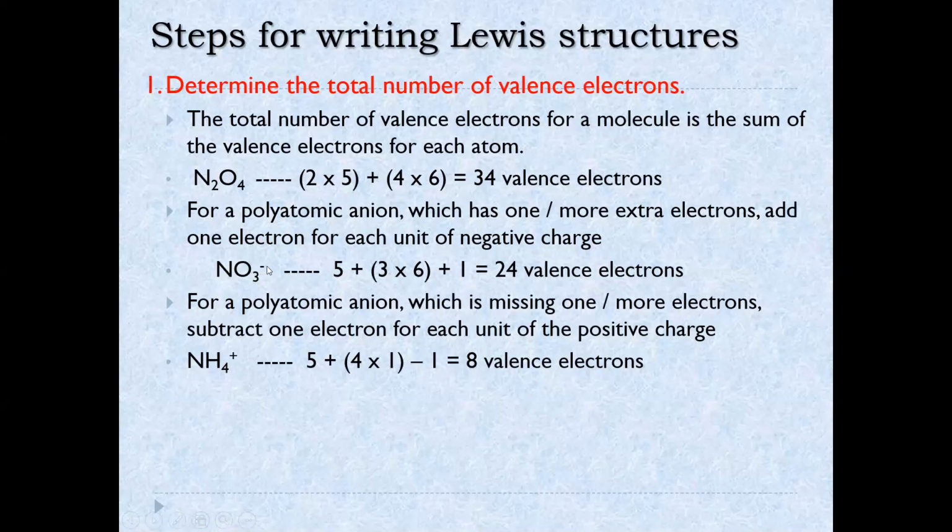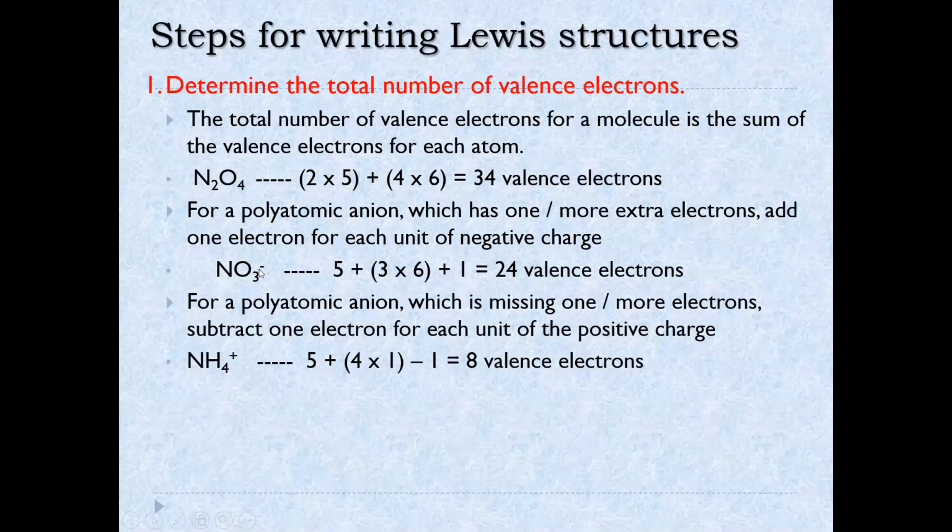And because it carries a negative charge, what does that mean? It has gained an electron. Anytime you see a negative charge, for example a chloride ion, fluorine ion, or oxygen ion, it will be negatively charged. So anytime you see a negative charge, it means it has gained an electron. That would be plus 1.